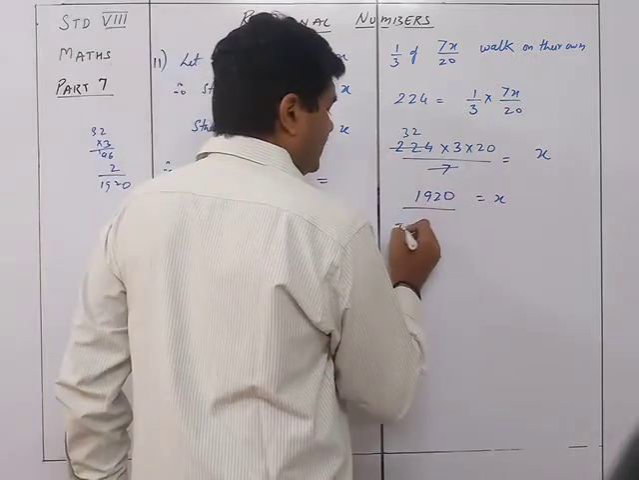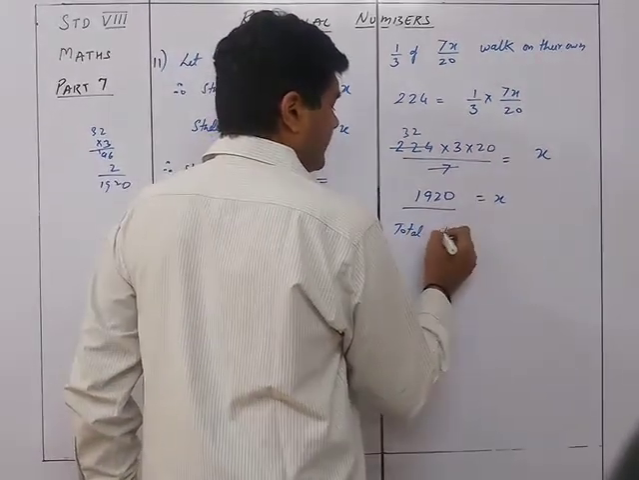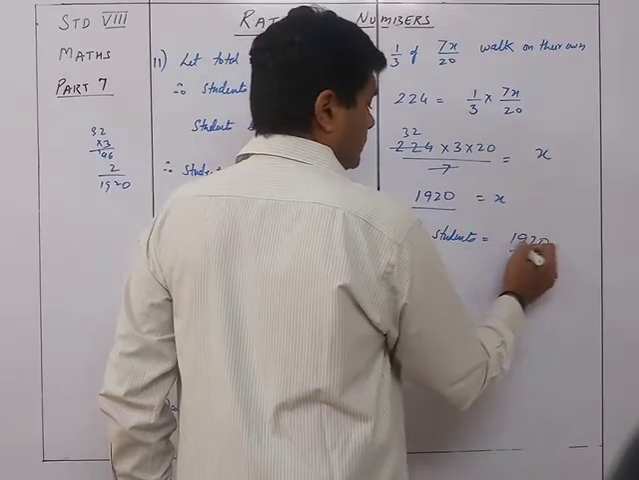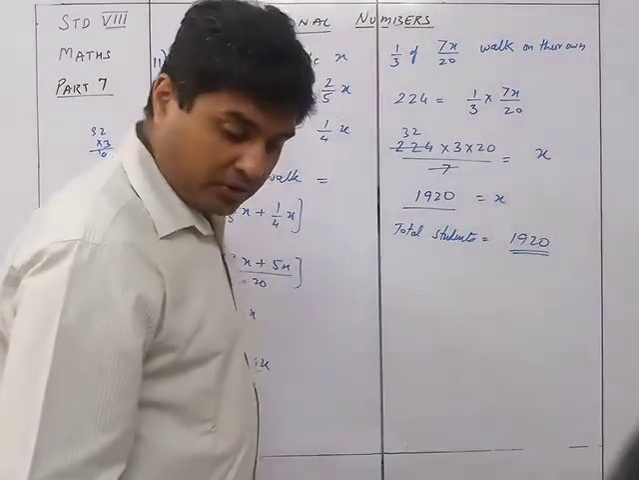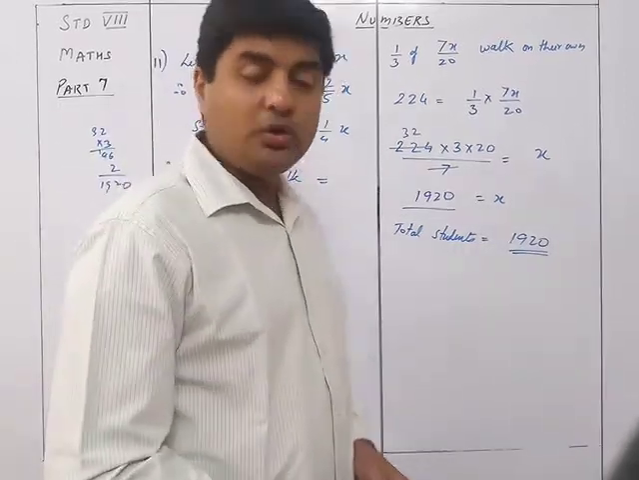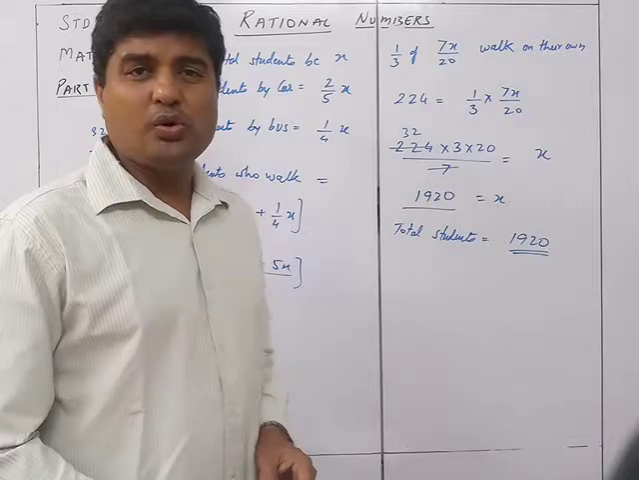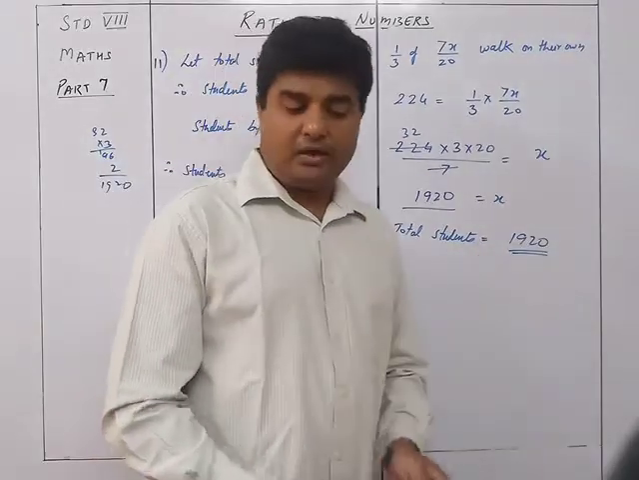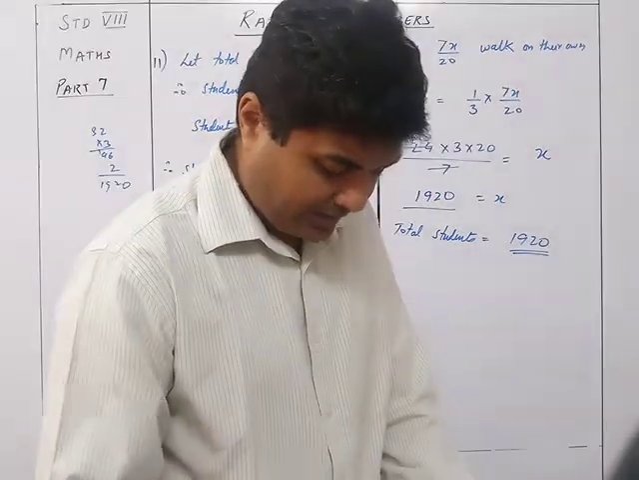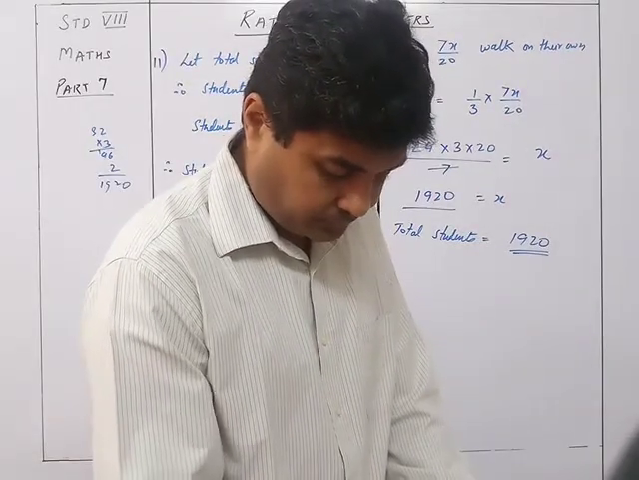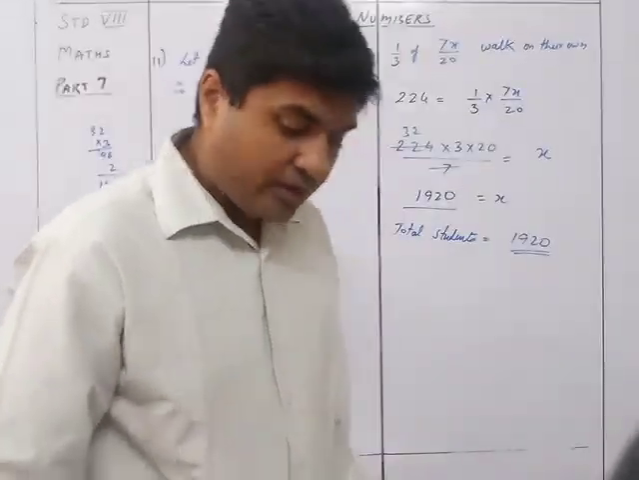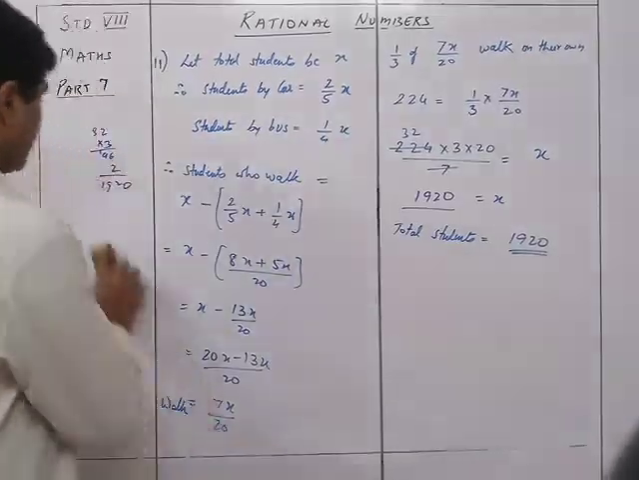So the total students is equal to 1920. But I think that was not the question. Yeah, that is the question: how many students study in that school? So the total number of students studying in the school are 1920. So 1920 students are studying in that particular school. Right, so that was sum number 11. We now move on to sum number 12.